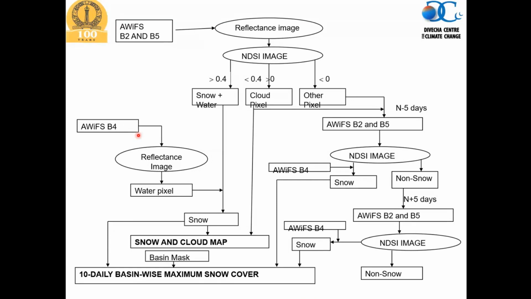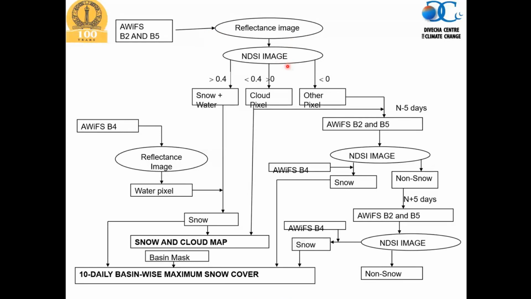You can ask certain philosophical questions on this, but let me explain how this was fixed at that time. This was done way back in 2005, 6, or 7, and I am still under the impression that they are probably producing snow maps using this algorithm, but you need to check with ISRO. So this is AWiFS data. You take band 2 and band 5. From there, you convert to a reflectance image. From the reflectance image, you get the normalized difference snow index image.